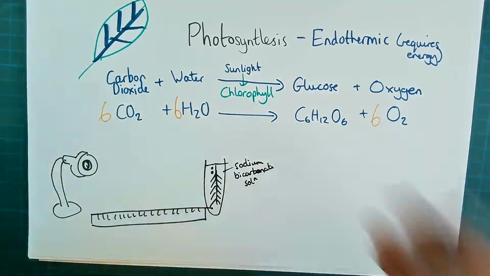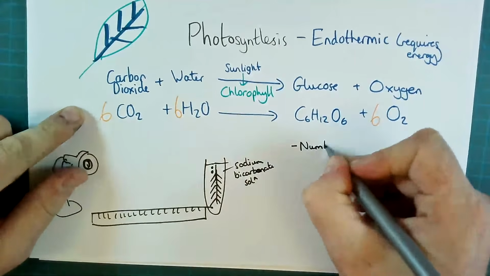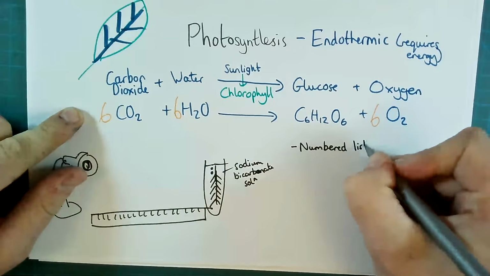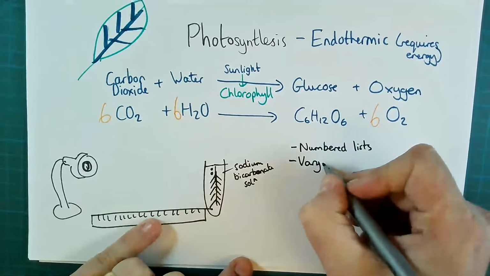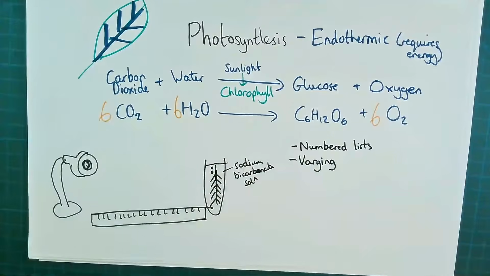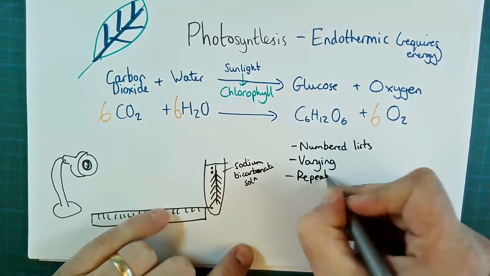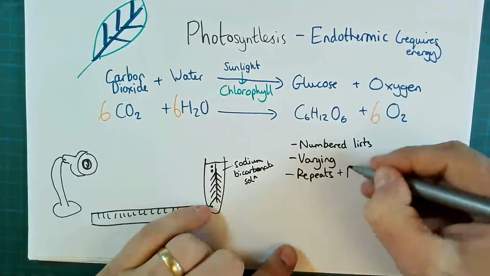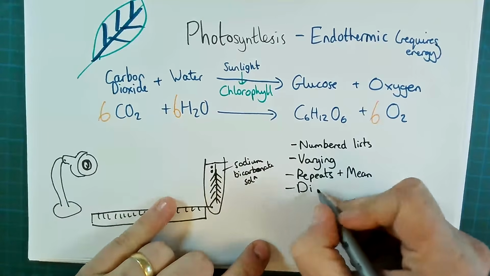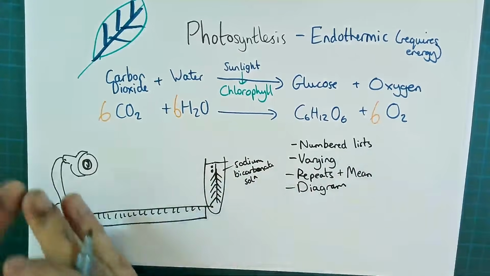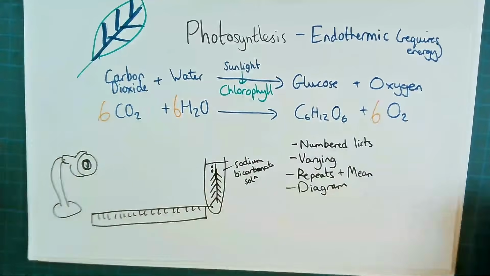Now, remember, whenever you're doing a required practical like that, do numbered lists when you're writing a method. Say what you're varying, what your variables are, what you're changing each time. Don't forget to mention repeats, doing it multiple times and calculating the mean. And if you can draw a diagram, draw a diagram. If I was an examiner and I'd seen this labelled, I'd know what they know what's going on.